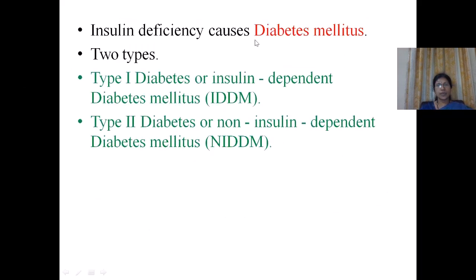The deficiency of insulin causes a disease called diabetes mellitus. This is commonly called sugar disease. The symptoms of this disease include high blood glucose level, a condition called hyperglycemia, and excretion of glucose in urine, which is scientifically called glucosuria. Third is excessive thirst, polydipsia, and fourth is polyuria, that is, there will be an increase in the frequency of urination.